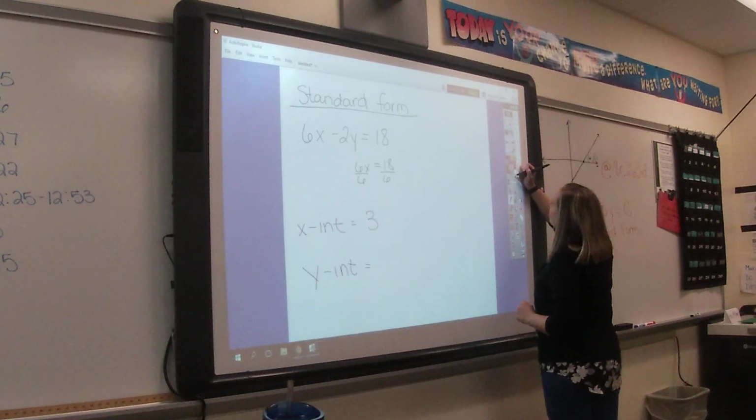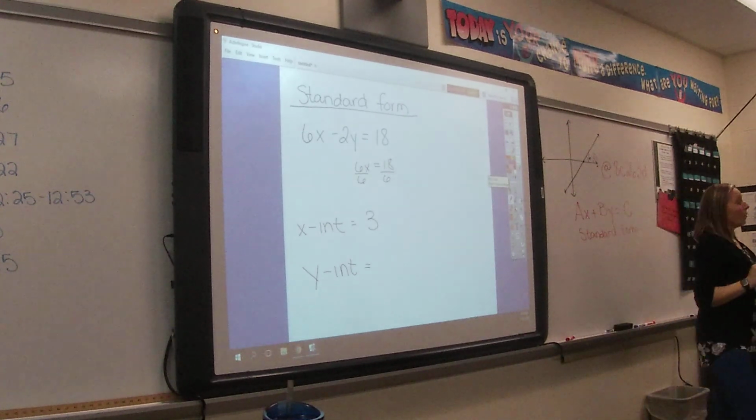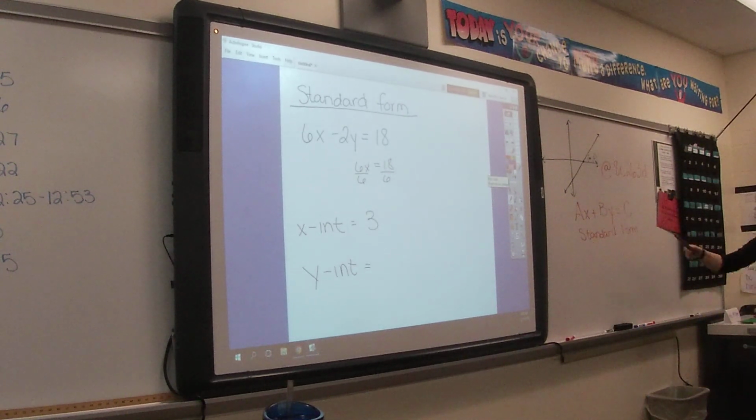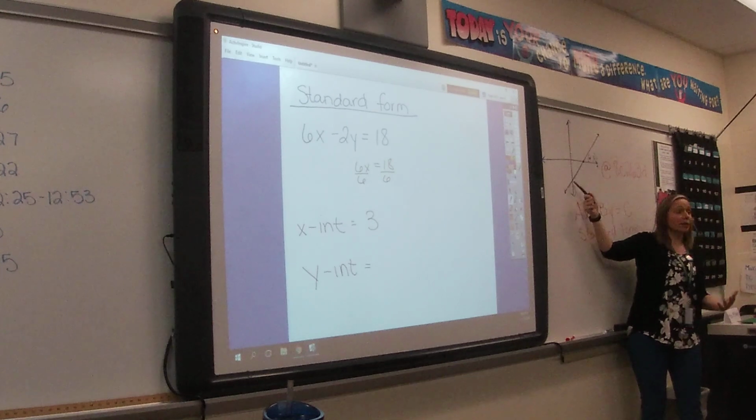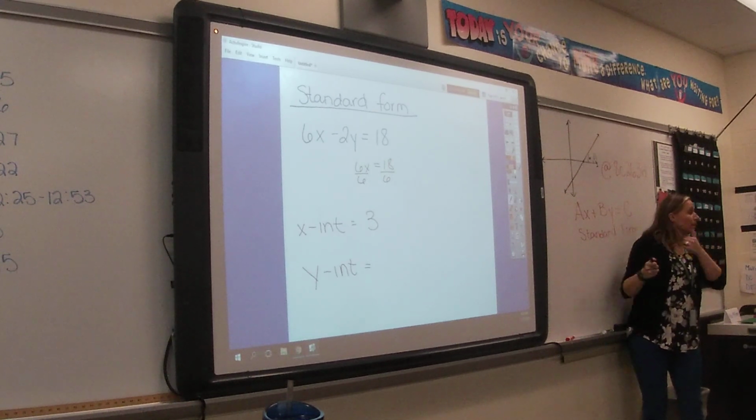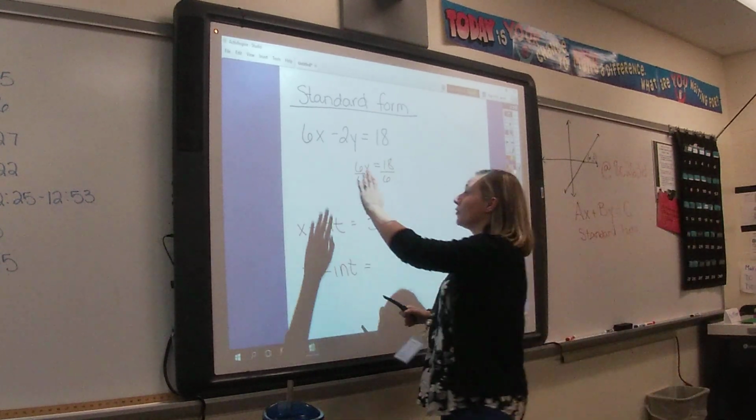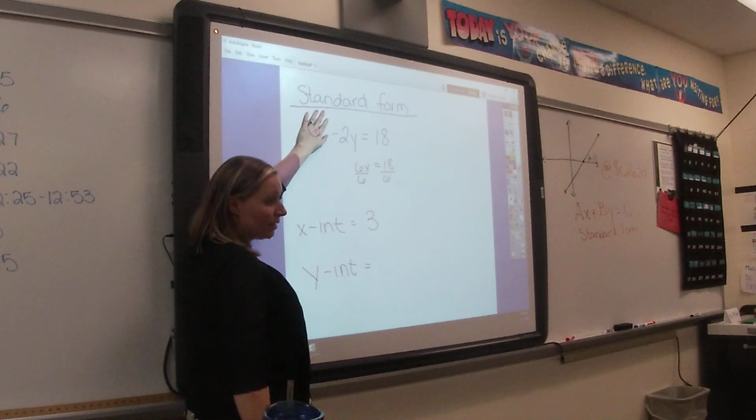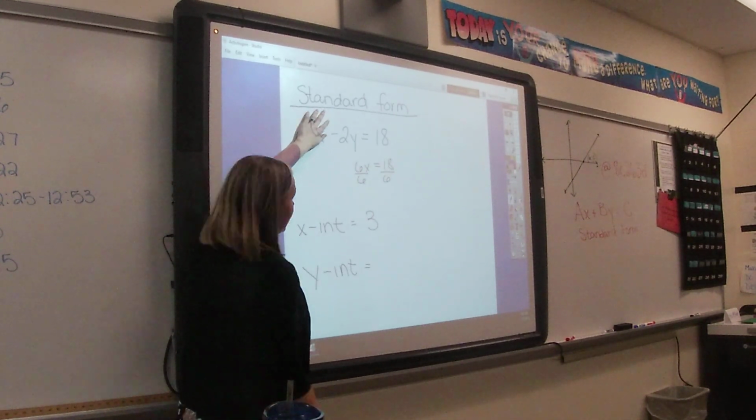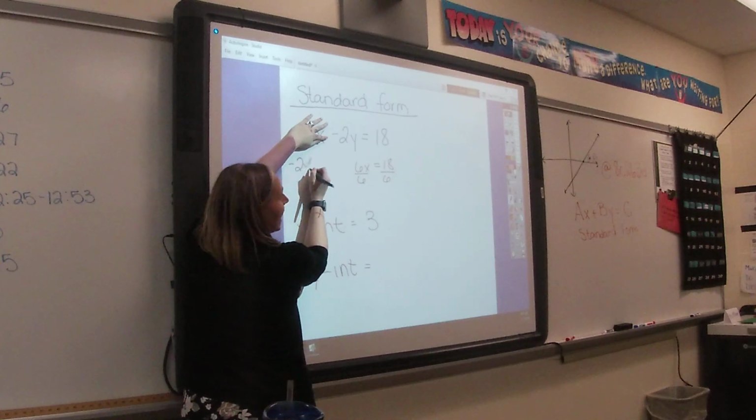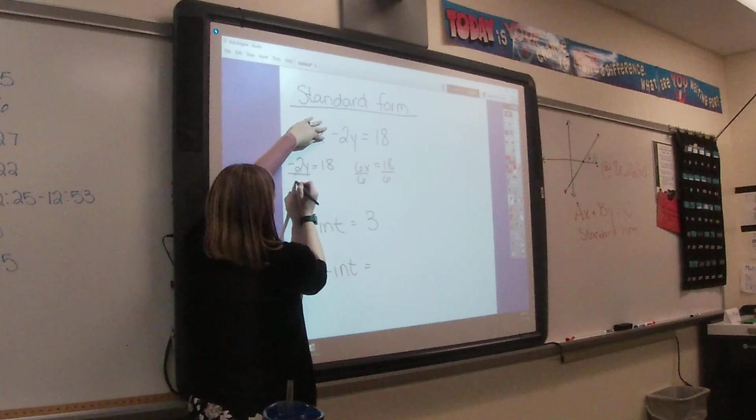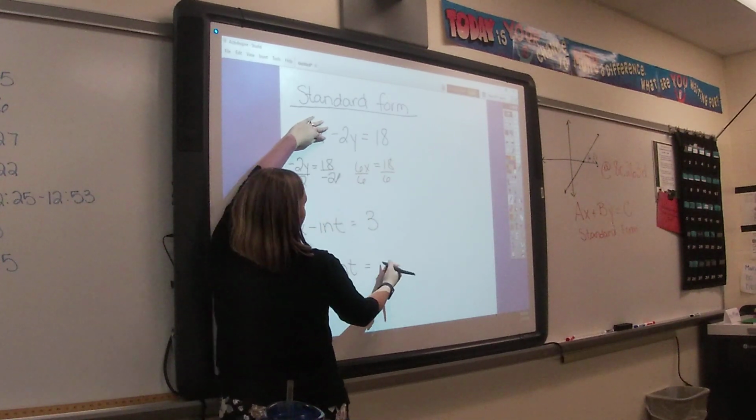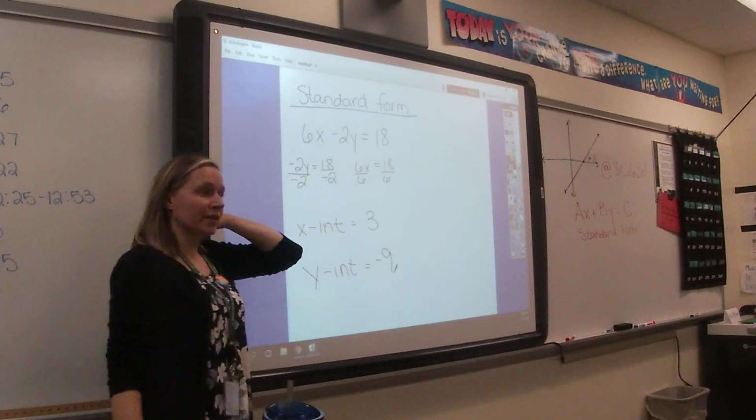Let's get a different color. So if I want to find the y-intercept, this point down here, what is my x value going to equal? Because this is (0, y), right? So I'm plugging in a 0 for x, and 0 times anything is 0, so I'm left with negative 2y equals 18. Divide by negative 2, get negative 9. So my y-intercept is negative 9.